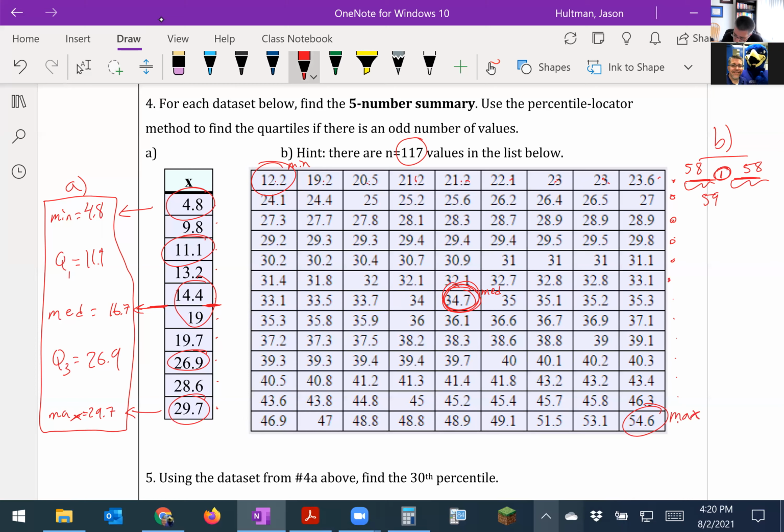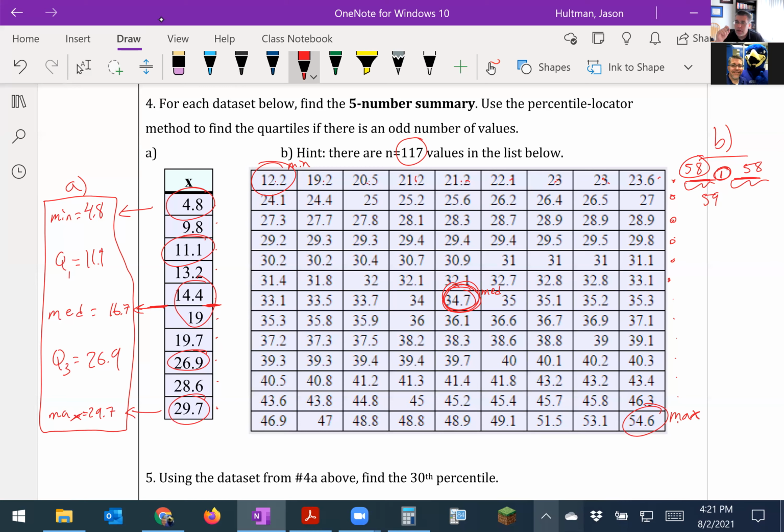Okay, so the lower half has 58 values, right? So what I can do is cut that in half. 58 divided by 2 is 29.